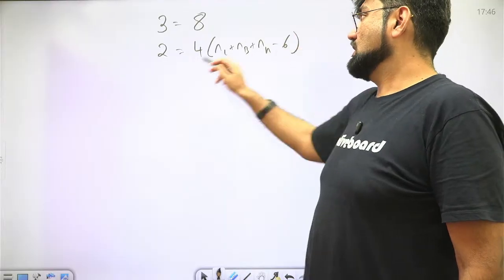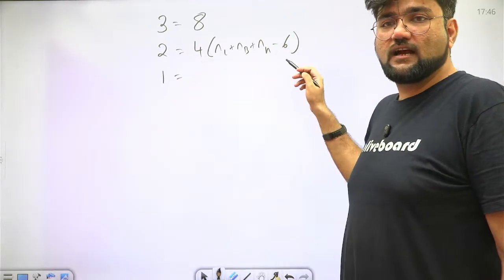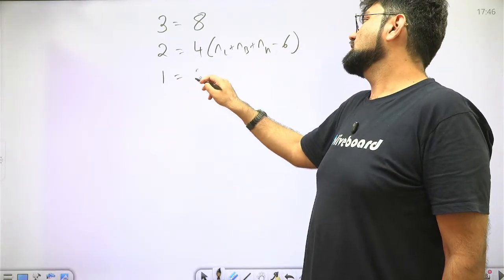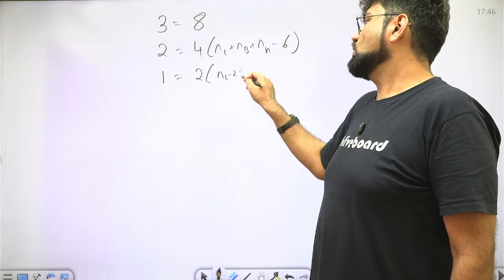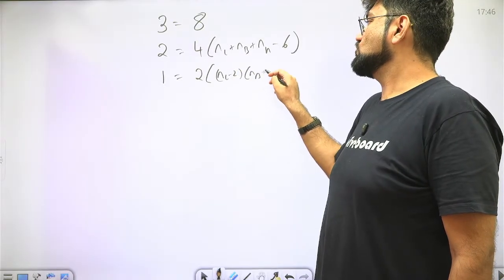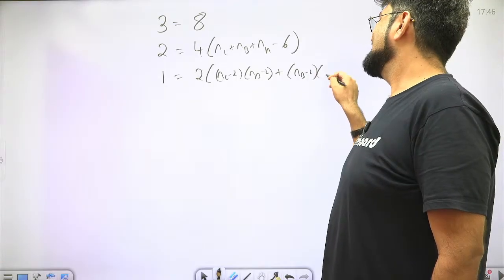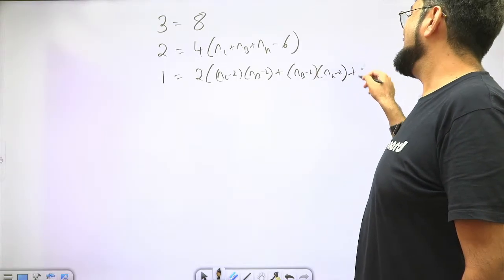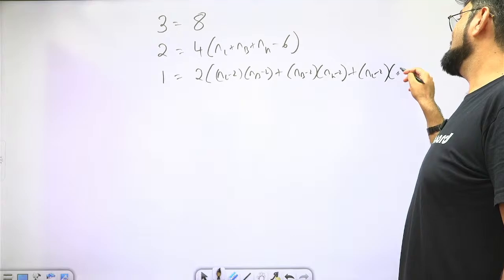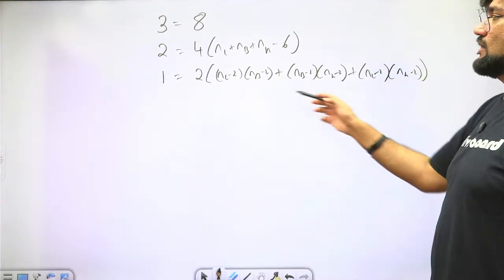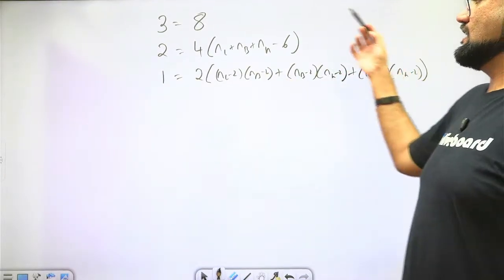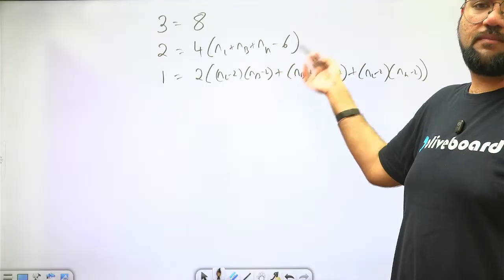If you have 1 face painted, the formula looks like a total surface area. So we'll go with 2 into (NL minus 2)(NB minus 2) plus (NB minus 2)(NH minus 2) plus (NL minus 2)(NH minus 2). This is how your formula works. Total surface area is 2 into LB plus BH plus LH. Instead of L and B, we'll write NL minus 2, NB minus 2.